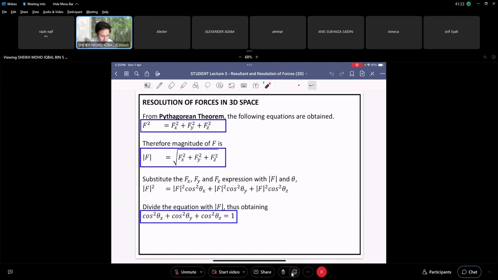So you have to remember this one. There's only three formulas for this chapter that we will be using. It's from Pythagoras theorem. So F is equal to the square root of Fx squared plus Fy squared plus Fz squared, right? This is just the alphabet F, but basically the meaning of that is the resultant force. So resultant force is equal to force 1 in the x direction, force 2 in the y direction, force 3 in the z direction, right?